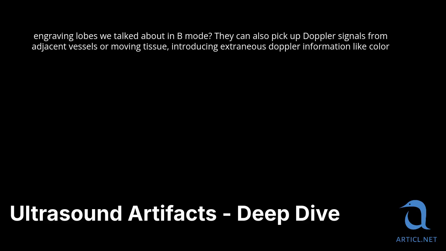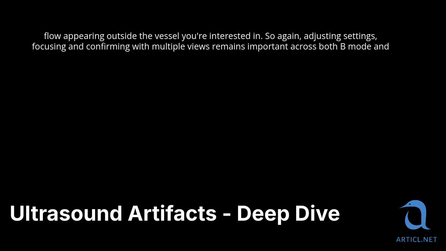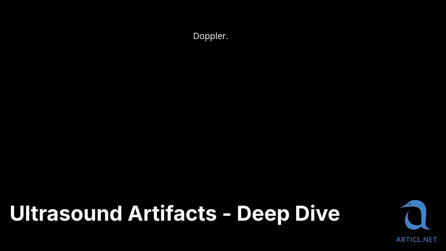And remember those side lobes we talked about in B mode. They can also pick up Doppler signals from adjacent vessels or moving tissue, introducing extraneous Doppler information like color flow appearing outside the vessel you're interested in. So again, adjusting settings, focusing, and confirming with multiple views remains important across both B mode and Doppler.